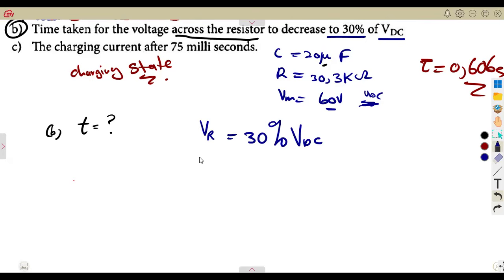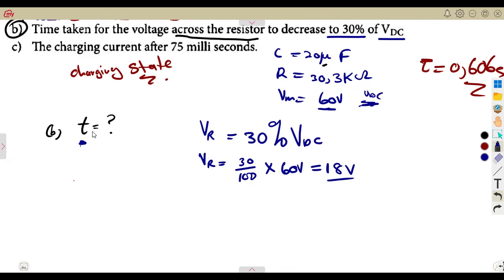Because there's a condition about VR, let's calculate it first. 30%, that's 30 over 100 times VDC, which is our Vm, 60 volts. If you multiply this, you're going to obtain 18 volts. That's 30% of it. So they are saying calculate or determine the time in that period. What is the time?